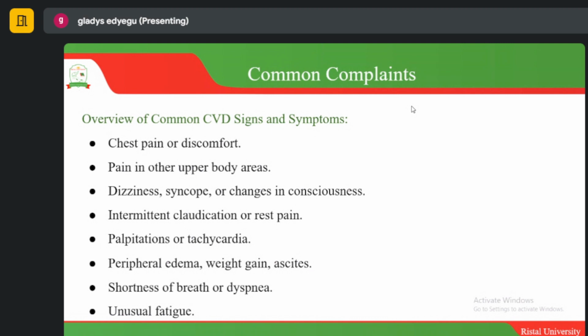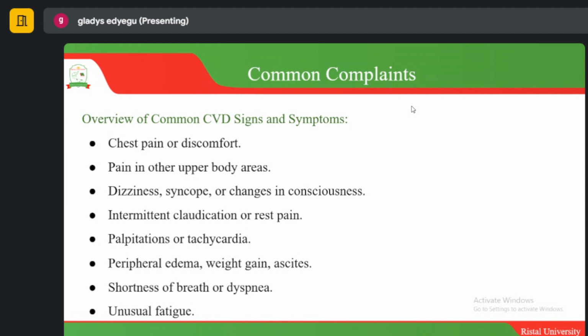Then also pain in other upper part areas. It may not be basically on the side of the heart, but it can be radiating to any other part within the upper region of the body. So when they are explaining to you, you have to be very keen enough to relate and articulate some of these symptoms, how they radiate, the locations, and the aggravating factors, and so forth.